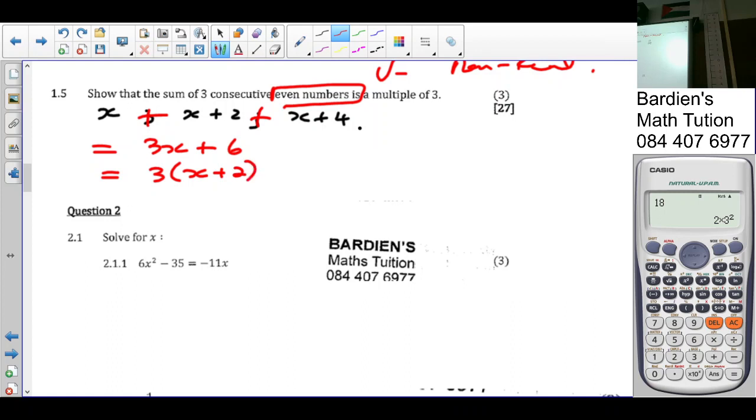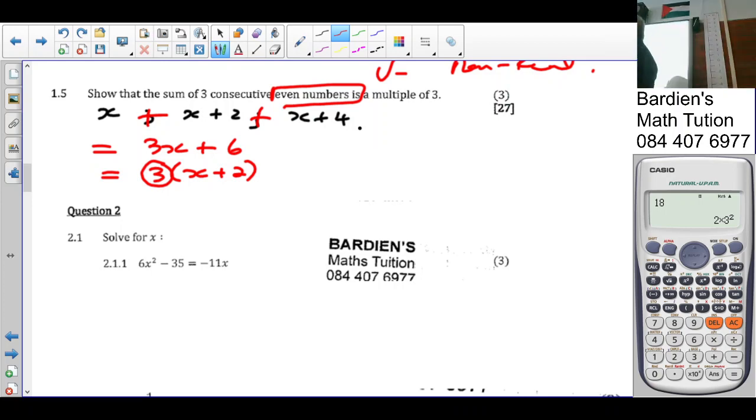And 3 multiplied by any number, provided that it is a natural number. What did I have to say here? Show that the sum of 3 consecutive natural numbers is a multiple of 3. By saying even numbers, we have already eliminated that story. I was thinking of something else, I was trying to be technical. So what do you notice here? 3 is a common factor.